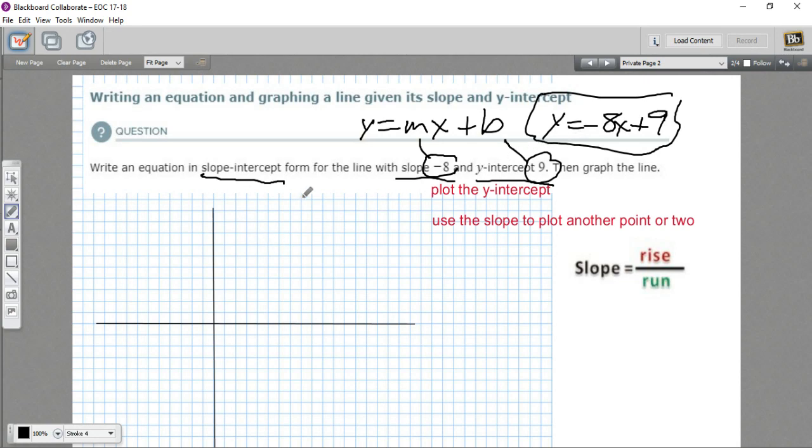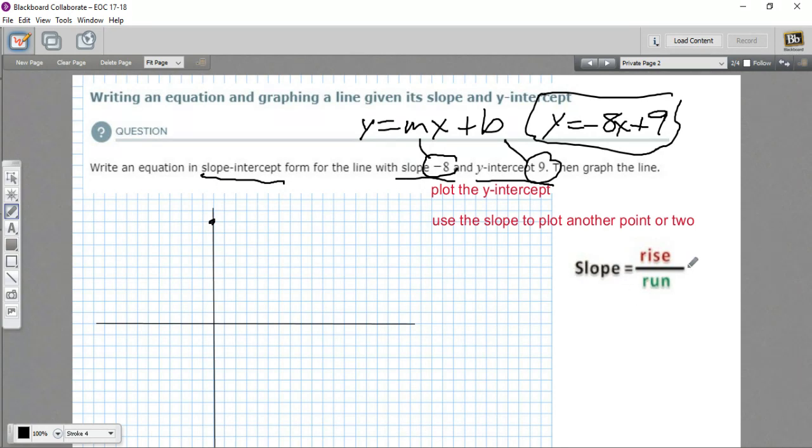To graph this is not too hard either. I would start with plotting the y-intercept. The y-intercept is 9. That means it crosses the y-axis at positive 9. So 2, 4, 6, 8, 9 right there. And then we can plot the next points by applying the slope.